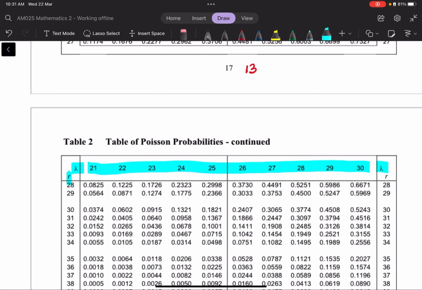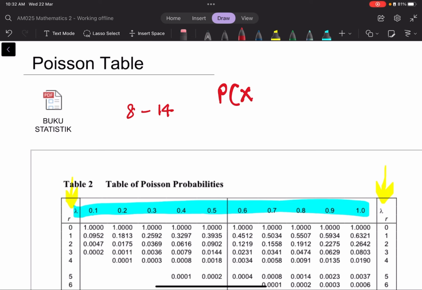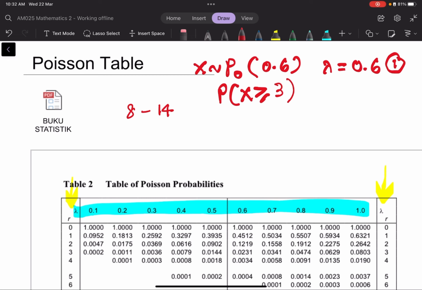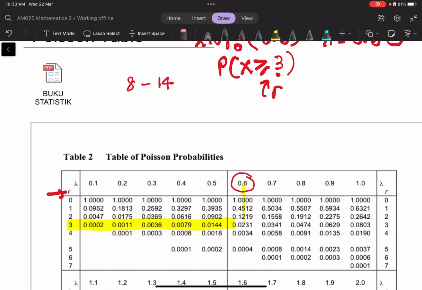The maximum I said is 30. The value of r is here on your left and right. If I have probability of x greater than or equal to 3, you can only find x greater than or equal to. Say I have a Poisson distribution where lambda, the mean, is 0.6. First, find this lambda of 0.6. Where is it? Here. x greater than or equal to 3 stands for r. Probability of x greater than or equal to 3 is 0.0231. As easy as that.